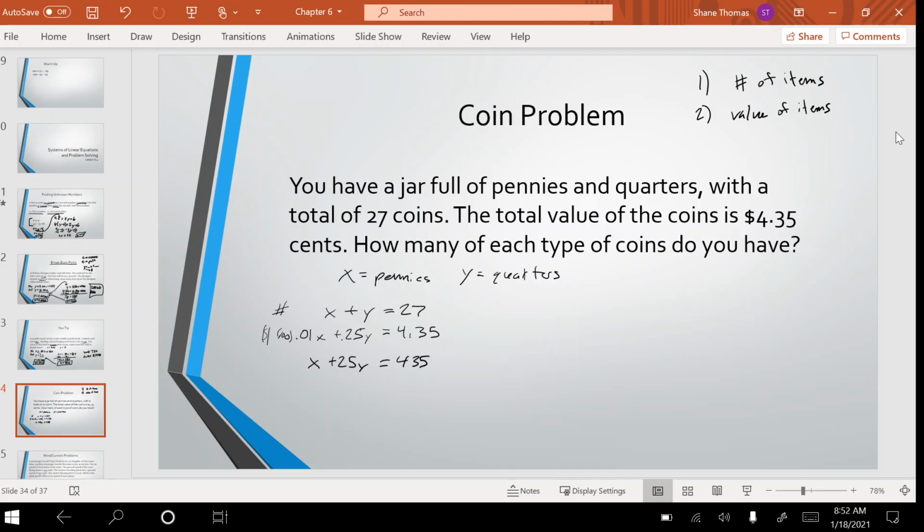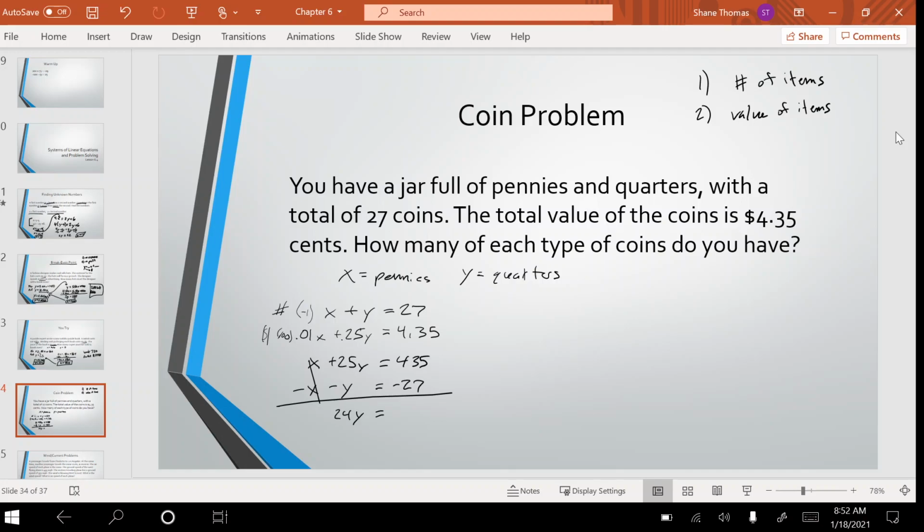And now I see something else I like. I see an x here and I see an x up here. See that? x and x. So let's do this one by elimination. That be all right? So I'm going to take the first equation and multiply it by -1. That's going to give me negative x minus y equals negative 27. Okay, x's are gone. I have 24y here.